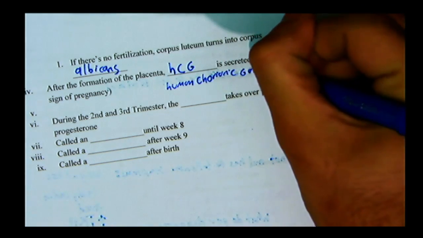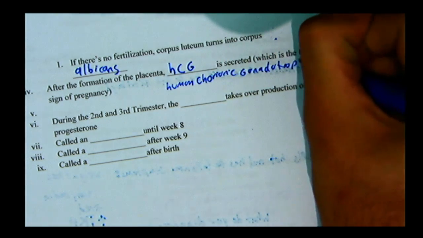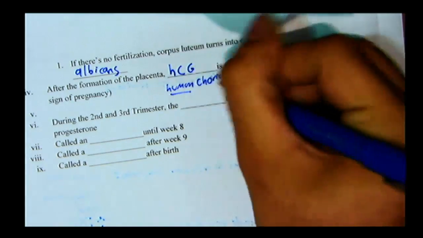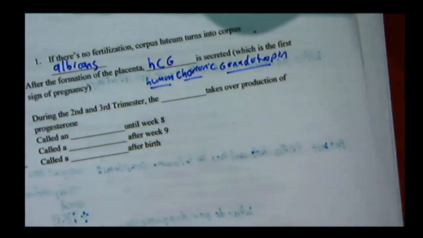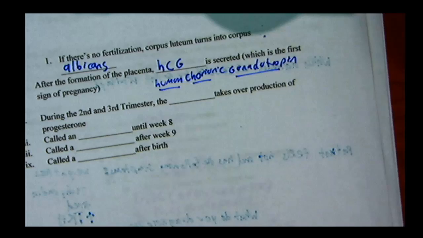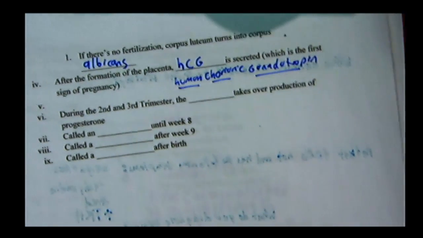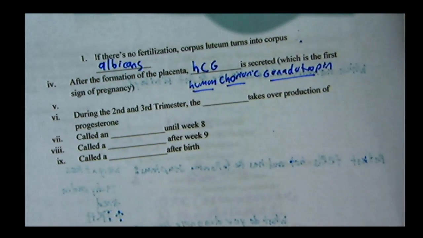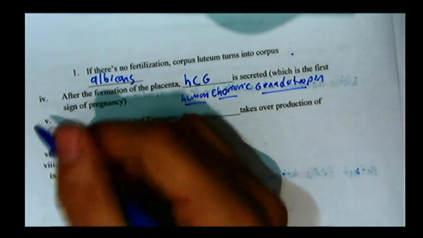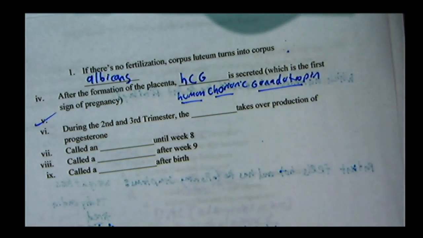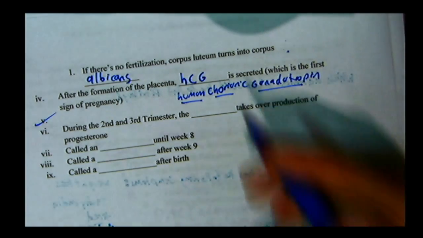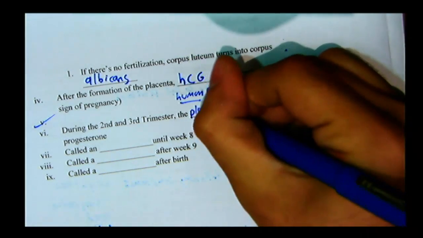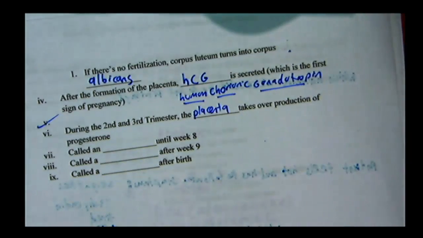During the second and third trimester, what takes over production of progesterone? The placenta. So this being in the stomach is called a what until week 8? Embryo. It's called a what after week 8? Fetus. And it's called a what after birth? Newborn.